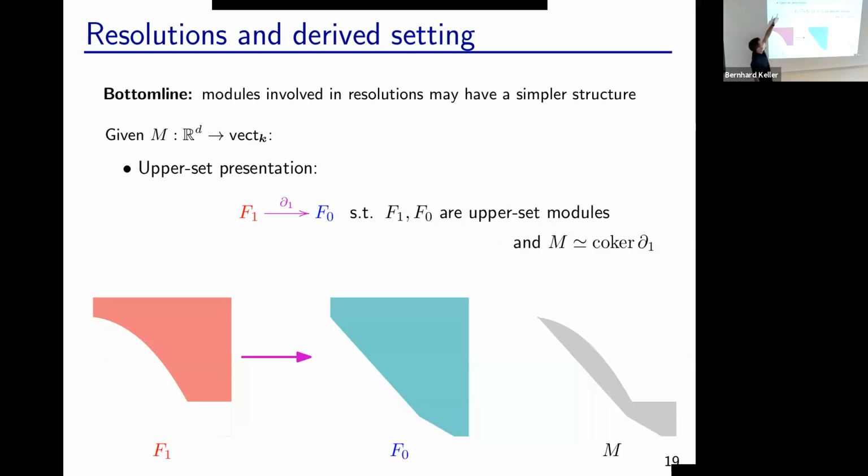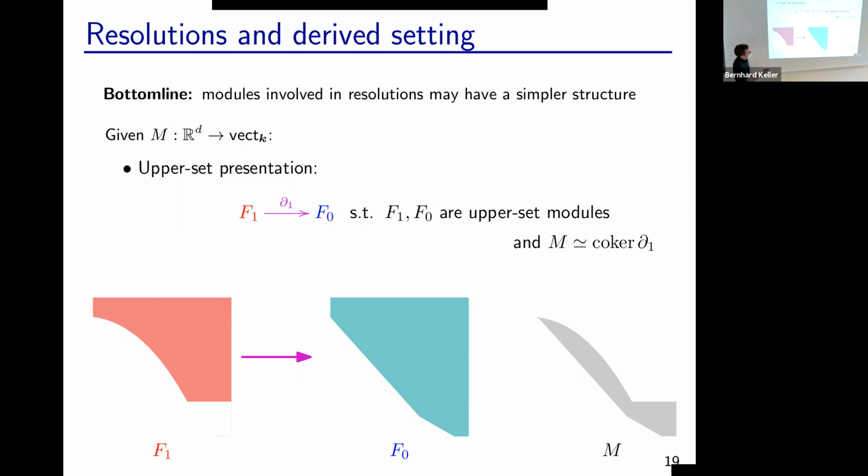Let me say a word about the case where the module is indexed over R^d and not Z^d. In that case, we can no longer rely on free modules. But there is work by Ezra Miller that tells us that you can still take resolutions, but this time the elements in the resolution are no longer free, but upper set modules. An upper set module is the indicator module of a set that is invariant under translation by the positive orthant.